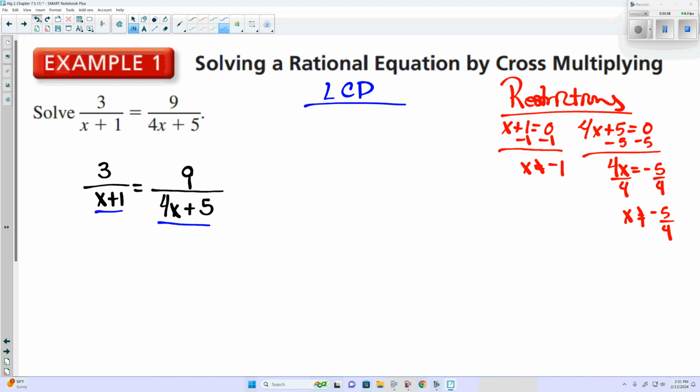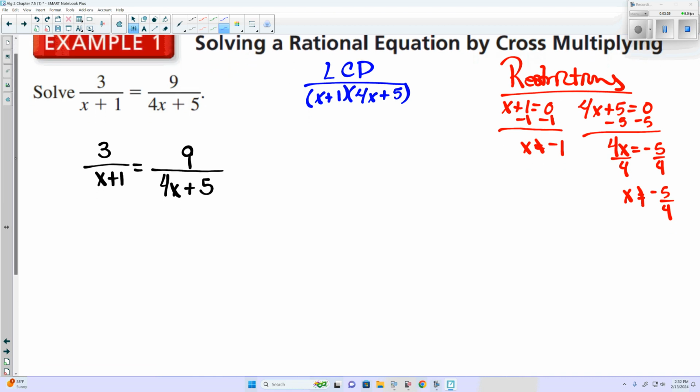Well, x plus 1 and 4x plus 5 are completely factored. There's nothing in common between our x and 1 or 4x and 5, so they're simplified. So now we can find the least common denominator. One part of it is going to be x plus 1, and the other part is going to be 4x plus 5. Questions on these so far? We good with this here?